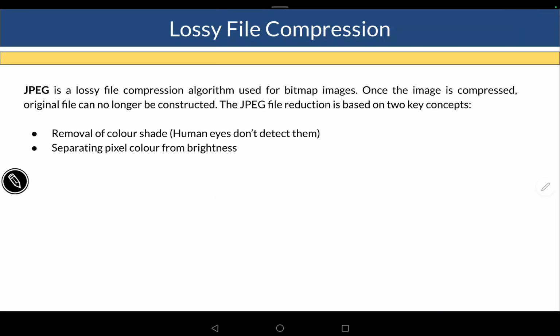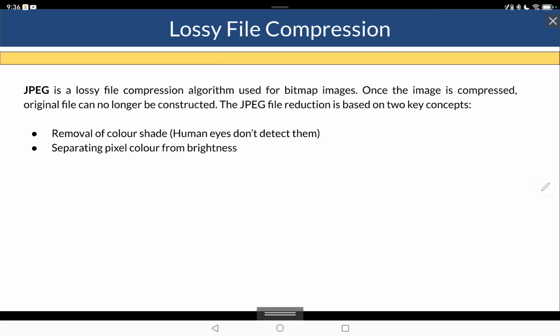Then we have JPEG. JPEG is a lossy file algorithm that is used for images, and when these images have been compressed, they cannot be reconstructed back to the original form. So when these files are reduced, there are two things that it takes away. Okay, it removes color shades that human eyes cannot detect, and then it separates pixel colors from brightness.